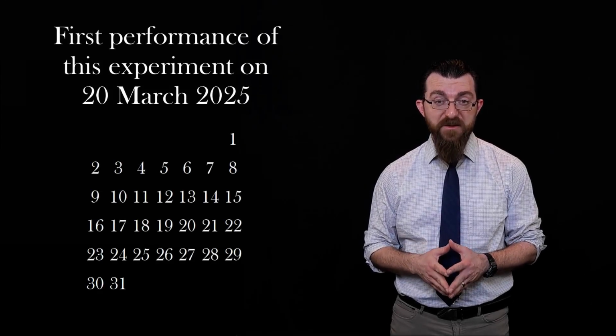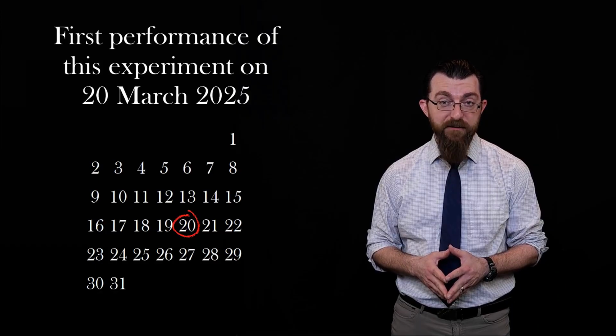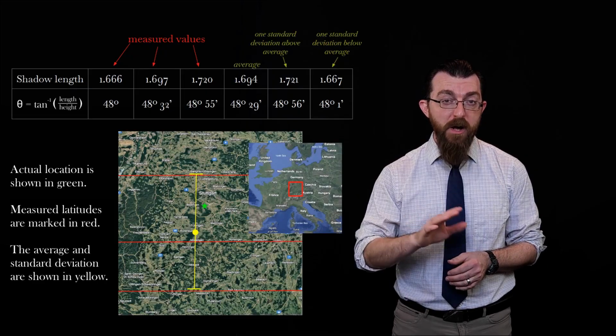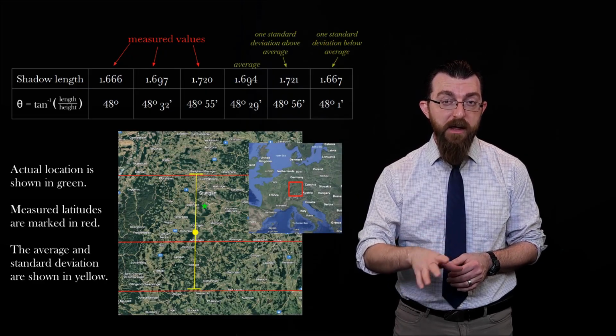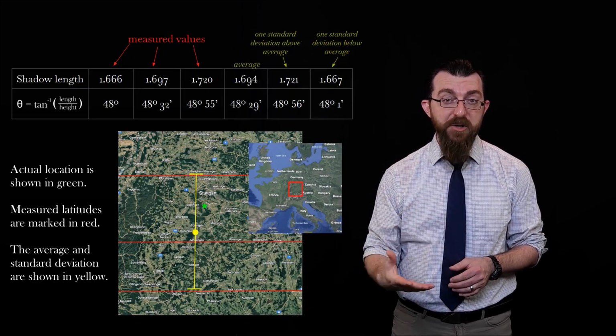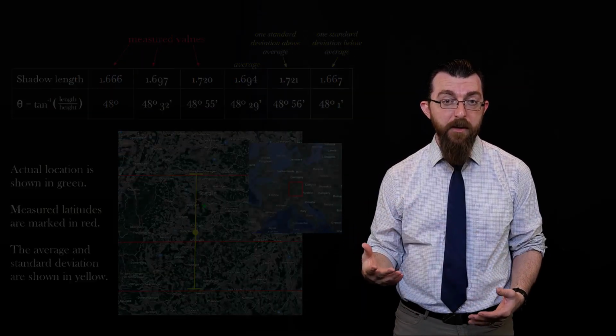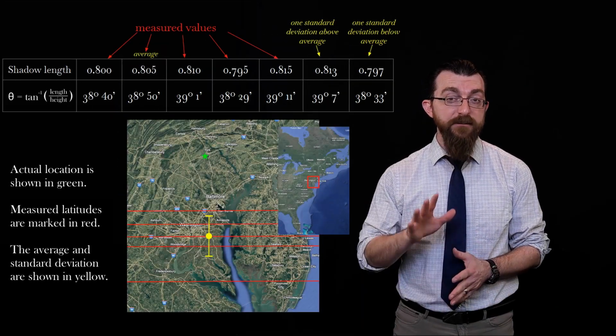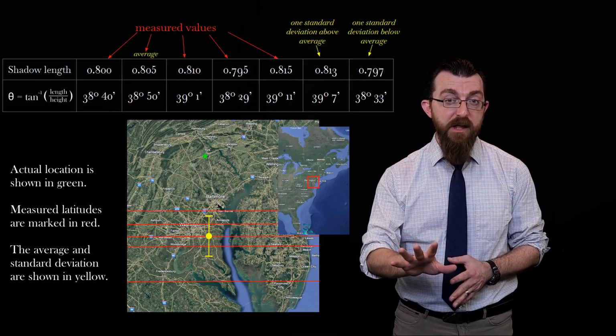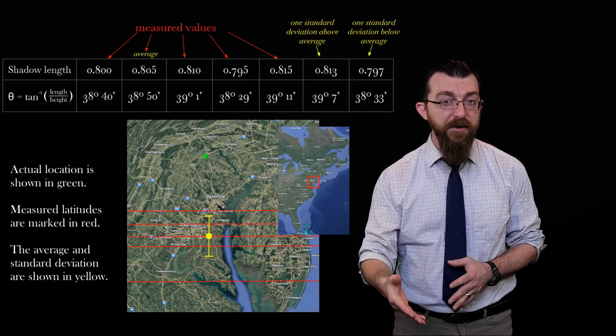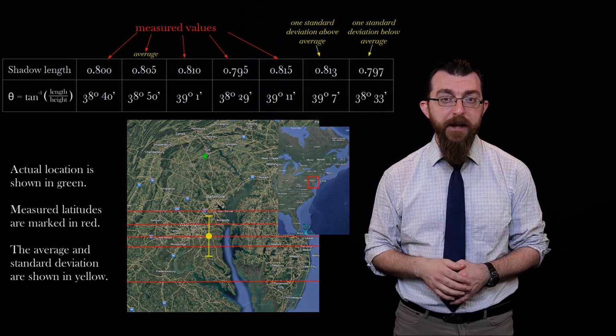This particular experiment was carried out for the first time on the spring equinox of March 2025. Two schools on either side of the Atlantic Ocean, one in Germany and the other in the United States, took measurements which I will present to you now. In Germany, the shadows of three 150-centimeter rulers were measured, giving a latitude of about 48.5 degrees, give or take half a degree. In the United States, the shadows of 5 individual meter sticks were measured, giving a latitude of almost 39 degrees, give or take about a quarter of a degree.